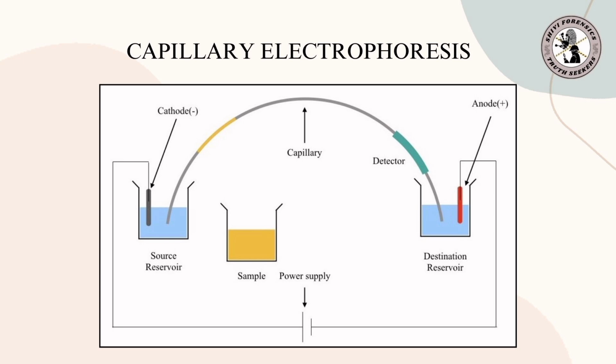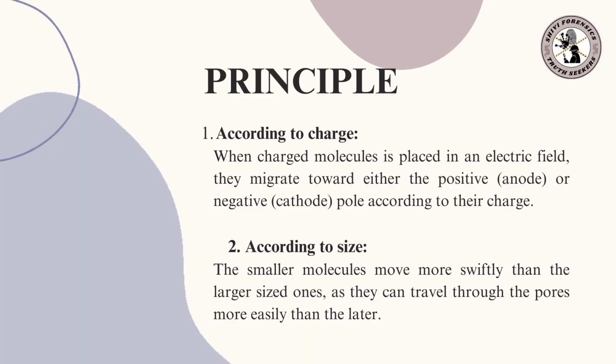So basically this is the diagram of capillary electrophoresis, or we can say the working of capillary electrophoresis. On the left side we can see the cathode and source reservoir, and on the right side we can see the anode and destination reservoir. So basically the capillary connects the source reservoir to the destination reservoir. In the middle of this there is a detector that detects the signal coming, and all this is connected to the power supply.